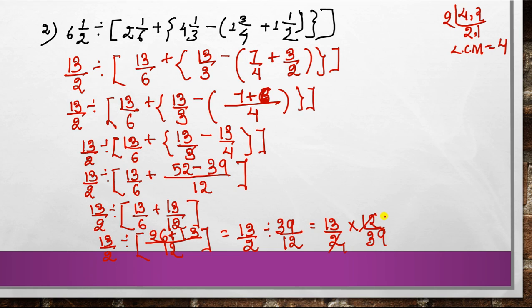Let's cut this. 1 and 6, 3 and 1. Now we get 1 into 6 by 1 into 3, right? Now here we get 6 by 3 as the answer. But we can again simplify it, I mean reduce it to the simplest form. So let us reduce it. 1 and 2. So the answer we get is 2 if we reduce it. Therefore 6 1 by 2 divided by 2 1 by 6 plus 4 1 by 3 minus 1 3 by 4 plus 1 1 by 2 gives us the answer as 2.